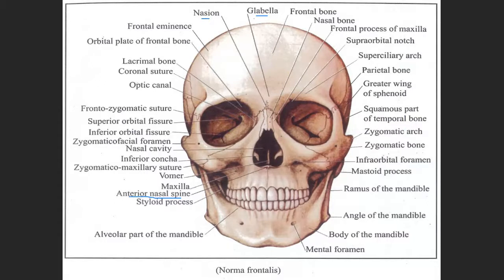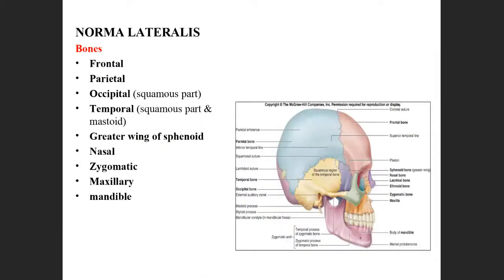Yeah. Here you have the zygomatico-facial foramen. This one. Next. So what you see in the lateral part. Most of the bones you already know: the frontal, parietal, occipital. These three you already know. And which is the major one? The other bones are the temporal bone, greater wing of sphenoid bone, and you will also see the nasal, zygomatic, maxillary, and mandibular.